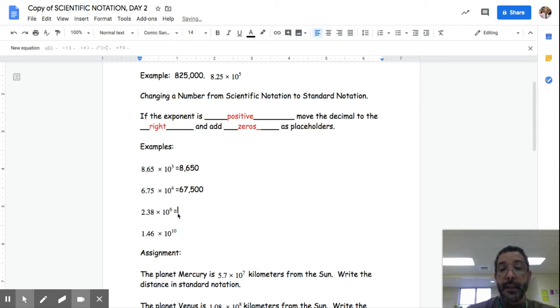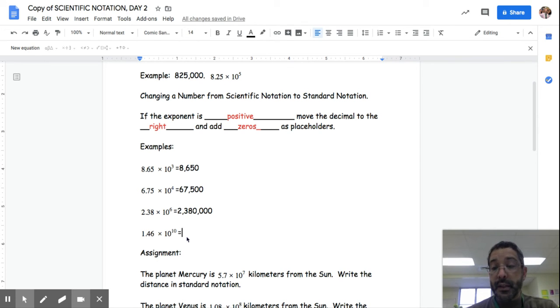If I look at the next one here, 2.38 times 10 to the 6th, same thing, I'm going to move my decimal place to the right, however many places I have in my exponent. So 238, so here is my decimal, so 1, 2, 3, 4, 5, 6. So I have 4 zeros as placeholders. And then I'll just go ahead and add some commas. So that means 2.38 times 10 to the 6th is 2,380,000.